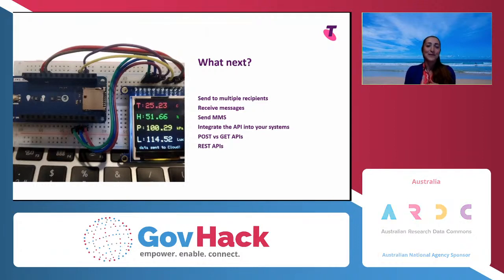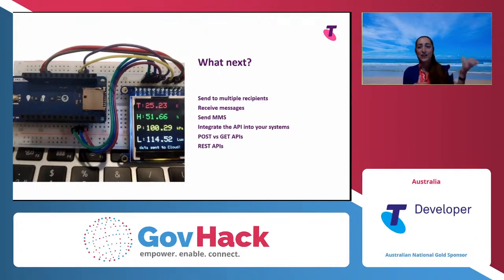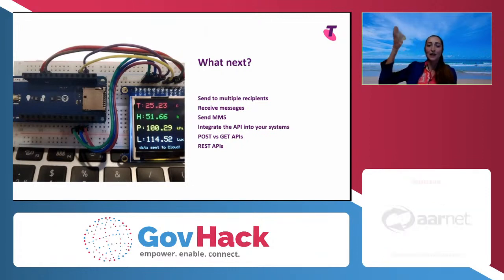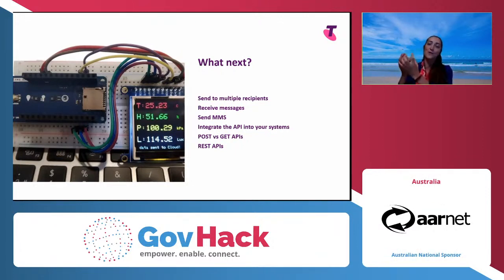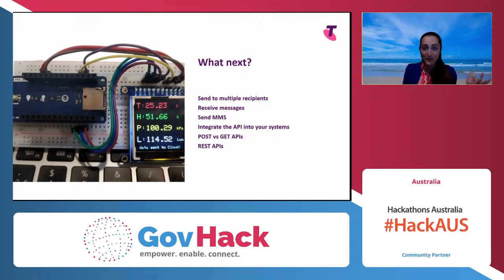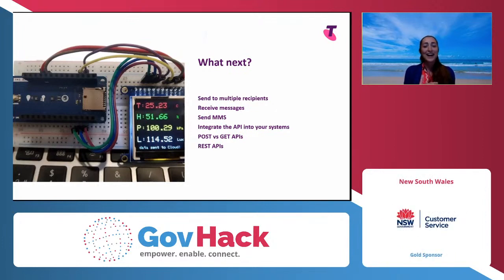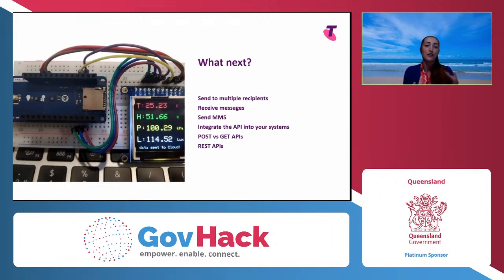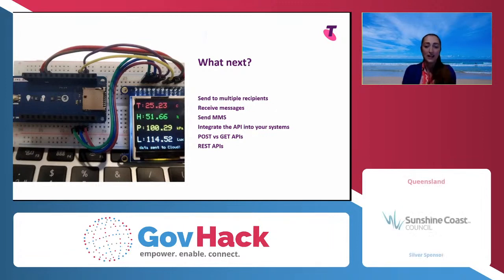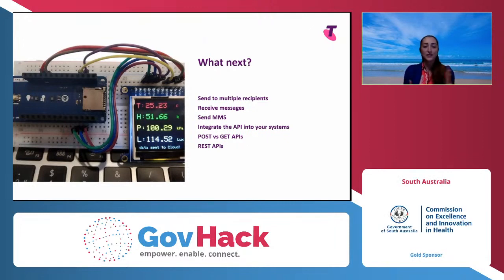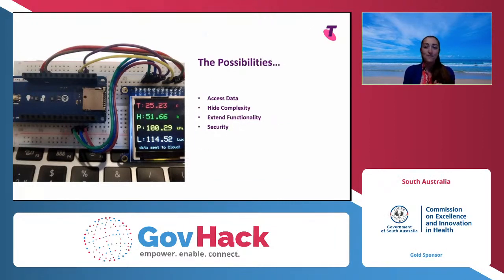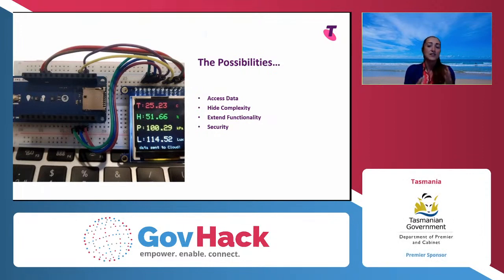I've heard of some examples of people, there's an API to generate a cat meme, and they've put the cat meme generator and the Telstra messaging API together so that every morning they get texted a different cat meme, which I think is a great application of this software, but whatever floats your boat. The next one I've got there is integrate the API into your systems. And then a couple of those points at the bottom are sort of further reading and further interest on APIs. So the difference between POST and the GET API, the difference between REST APIs and other APIs. But the possibilities for these things are endless. So if you connect your data and system to the messaging API, you'll be able to do those four things that I said.